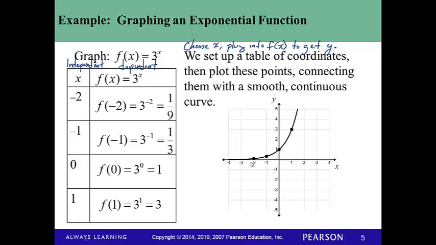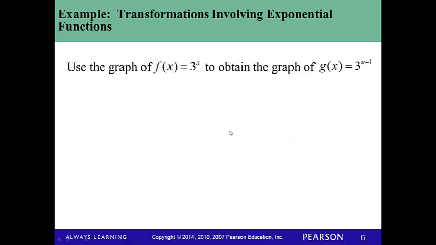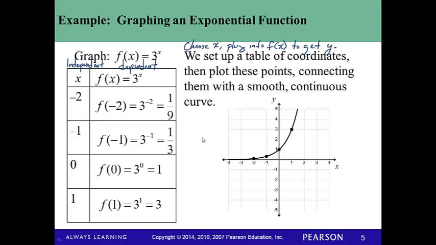So now you must plot them. So -2, this is -2, comma 1/9. That's this point. This one would be -1, comma 1/3. This is 0, 1, and this is 1, comma 3. Plot your points and then connect them, making a smooth, continuous curve. Your exponential function never touches the x-axis. The x-axis is actually a horizontal asymptote for it.